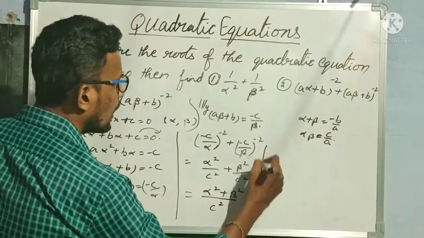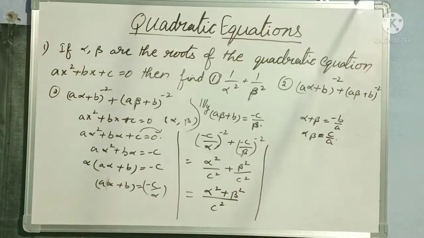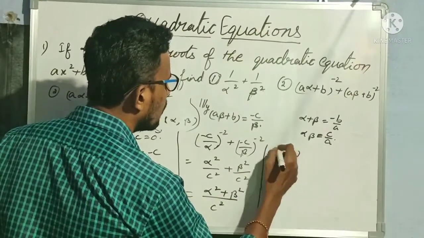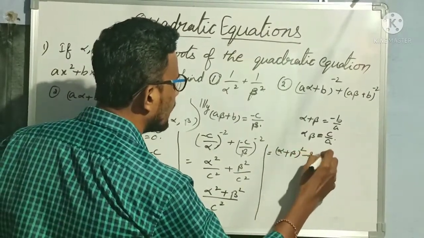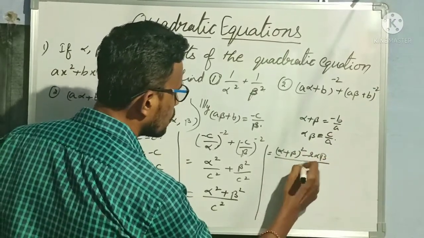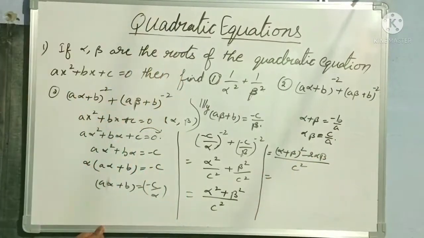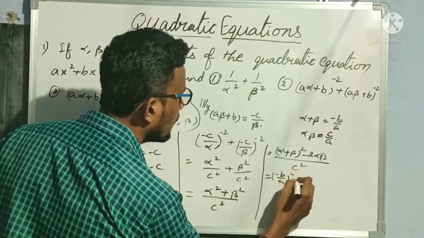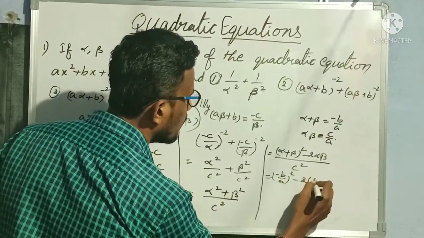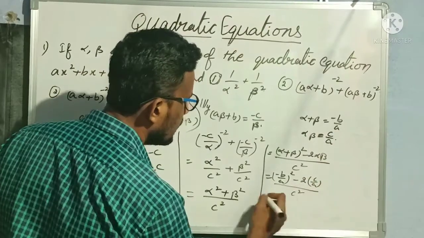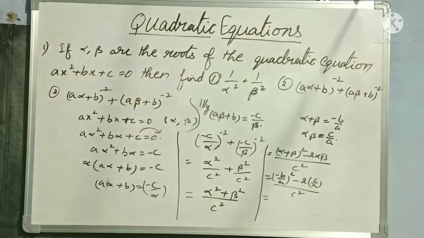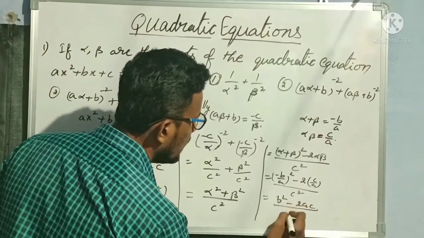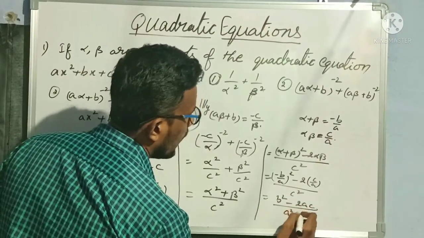Clear? So again, already we know the formula for alpha square plus beta square. What is the formula? Alpha plus beta whole square minus 2 alpha beta by c square as it is. So now substitute: alpha plus beta whole square, minus b by a whole square, minus 2 times of c by a, by c square. Okay. So our final answer is b square minus 2ac by a square c square.